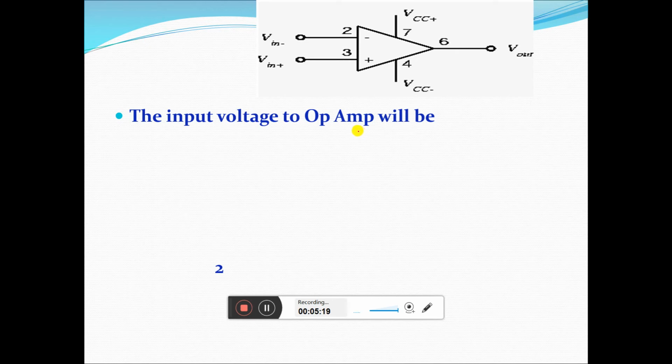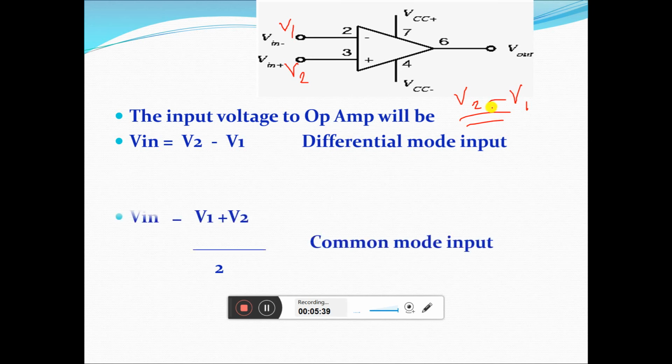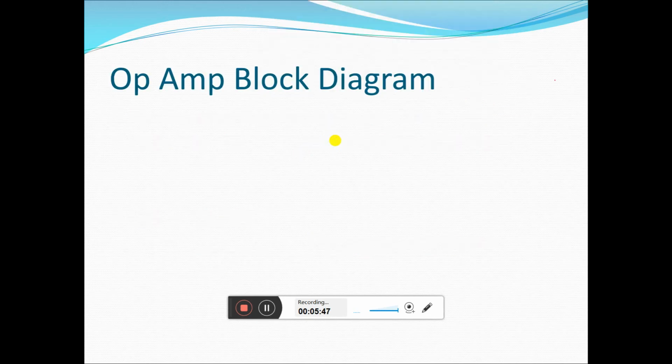The op-amp can amplify the difference between two signals. Here the inverting input is V1 and the non-inverting input is V2. It amplifies the difference, V2 minus V1. Mostly, the op-amp is a differential amplifier. It amplifies the difference between the two input signals, and it can also amplify the common mode input signal, that is the average of the two input signals. Mostly we amplify the differential mode signal.